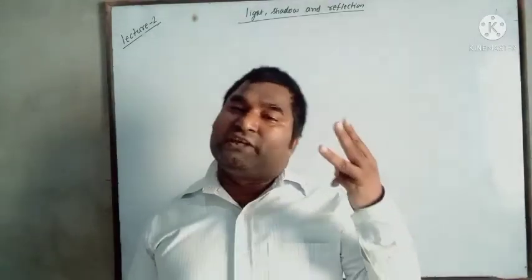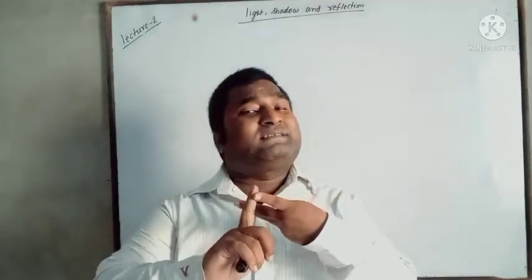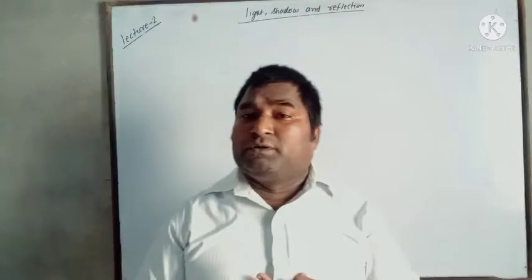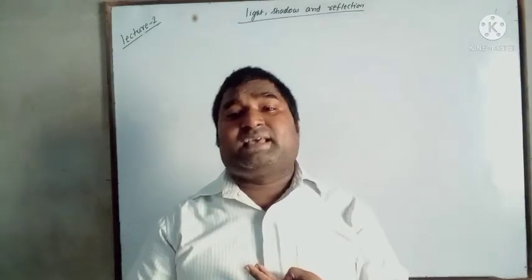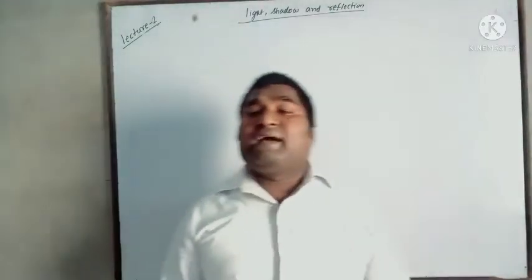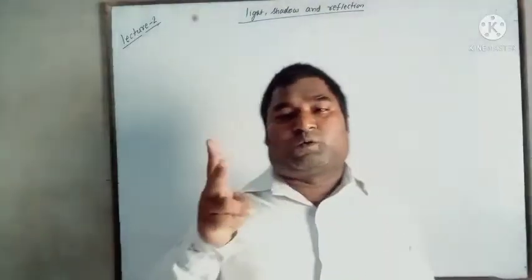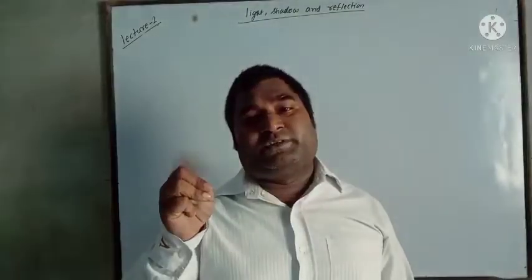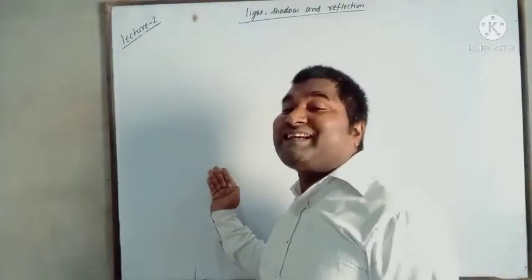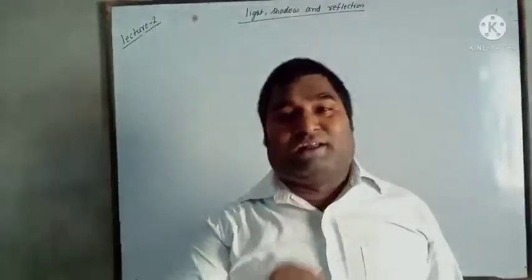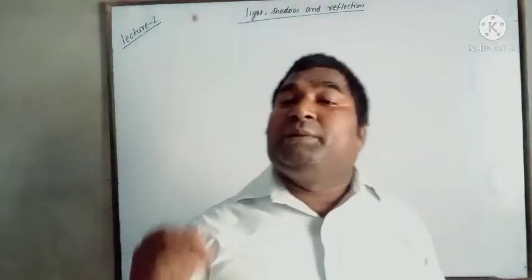For shadow formation, three requirements are there: source of light, an opaque object and a screen. Without a screen, shadow cannot be formed. For this, I have explained to you with an activity. With this activity, we can say that for a shadow to form, a screen is required. So three things: light source, opaque object and the screen. If the opaque object is close to the screen, then the shadow will be smaller. And if the object is close to the source of light, then the shadow will be bigger.